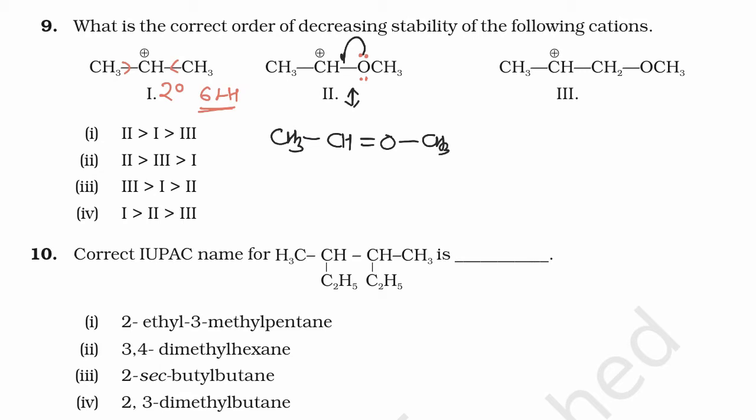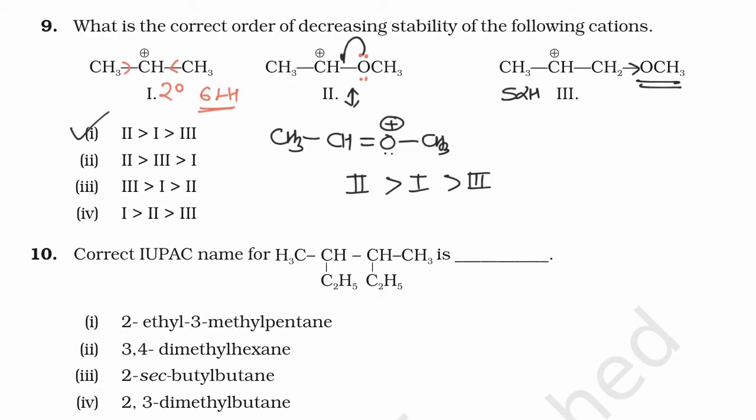So this is one of the most stable carbocations. Now in the third case, 5 alpha hydrogen atoms are present, but along with the 5 alpha hydrogens, the minus I effect of the OCH3 group is present. So second is more stable, then first, and third will be least stable, and hence the correct answer is first.